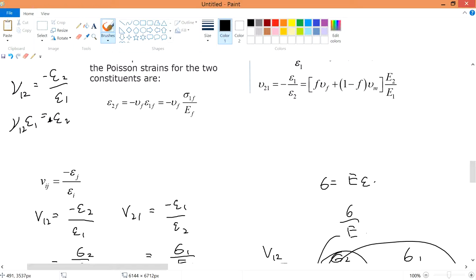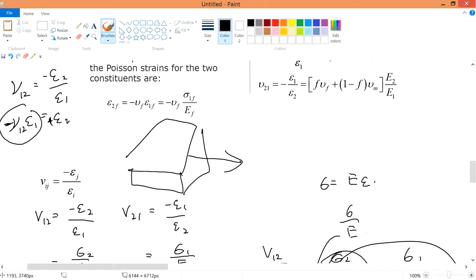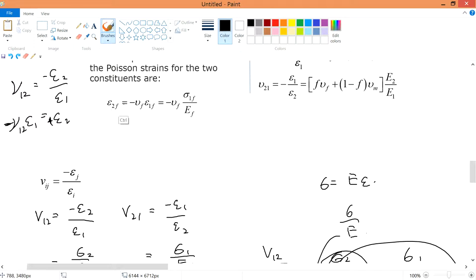Okay, if I were to bring this to plus and this one minus, I will have my epsilon 2 for the fiber. So the strain in the two direction for the fiber, that's the meaning of that. So there is a strain in the two direction for the fiber only, the shaded part, the fibers. Hopefully this is pretty clear. So this is the answer for the strain in the two direction for the fiber.